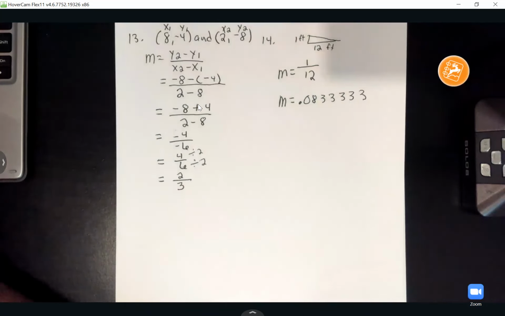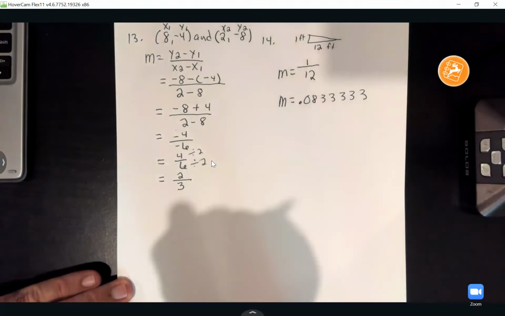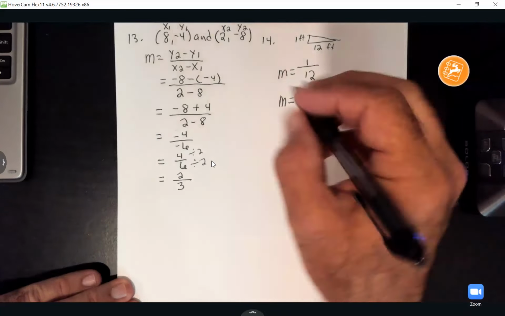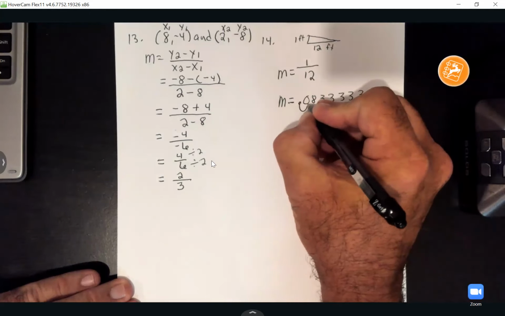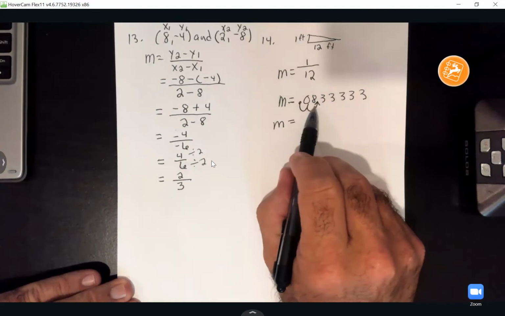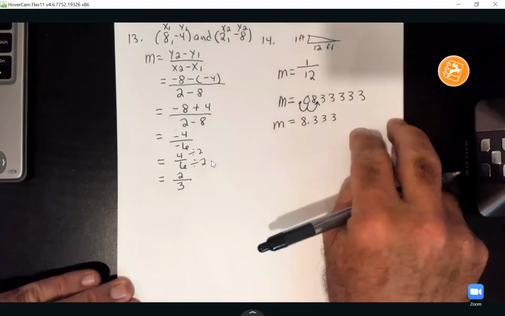Now, let's check with MathLab and see how they want us to round this off. So if you see it down here, it says round to the nearest percent. So when they say round to the nearest percent, they don't want no decimals after my number. Y'all, 2 ways you can do this. The first way, to change from a decimal to a percent, you're going to move the decimal right 2 units. If I move right 2 units, I get an 8.333 going on forever.